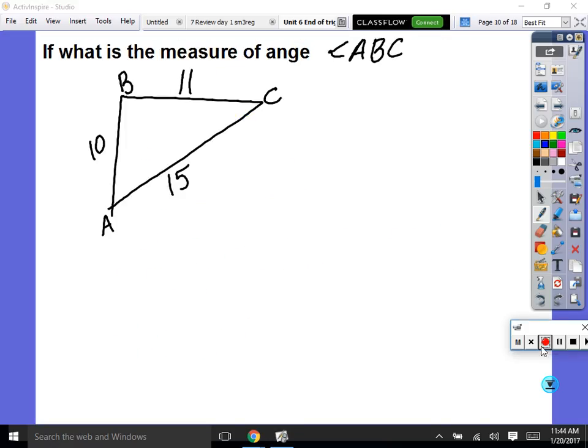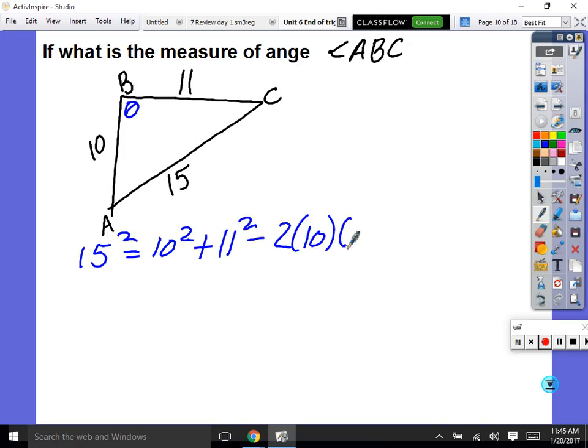So it says, what is the measure of angle ABC? So which angle is that really? ABC is angle B, right? So then, won't we have to use the law of cosines? We're going to have cosine of B on the outside, so we need side B on the outside. 15 squared equals 10 squared plus 11 squared minus 2 times 10 times 11 times cosine of angle B. Now you just use algebra to solve for B.